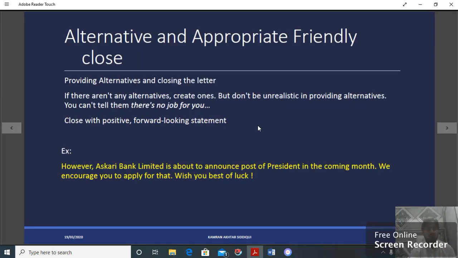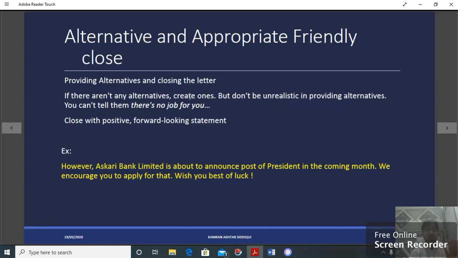Then we move to the next paragraph, the final paragraph of this, that is alternative and appropriate friendly clause. Remember, in direct letters we used to have appropriate friendly clause, but we did not have any alternative. But any bad news letter that you draft will be incomplete if you do not have any alternative. What are alternatives? You are supposed to give a solution. So provide alternatives, and if there aren't any, create ones.